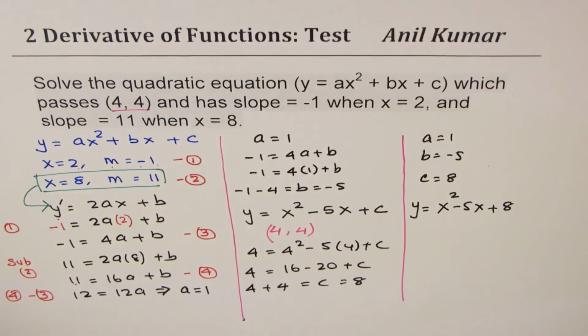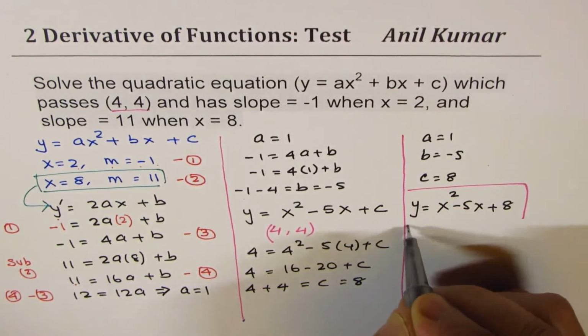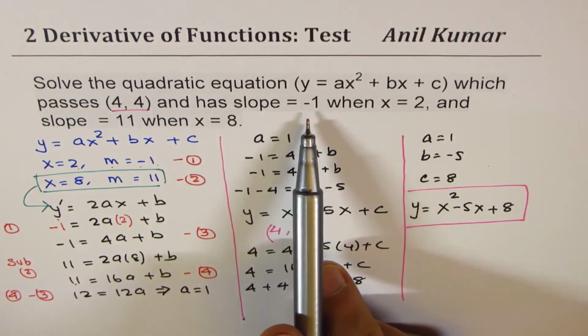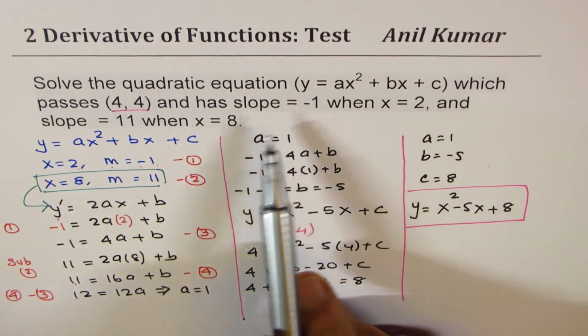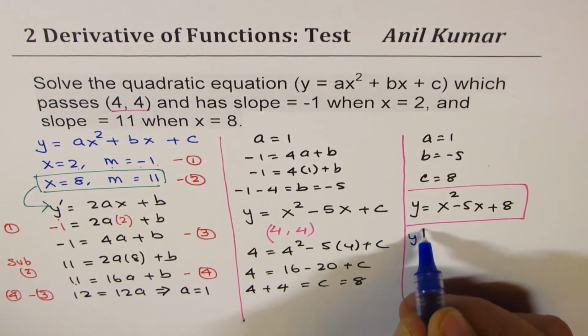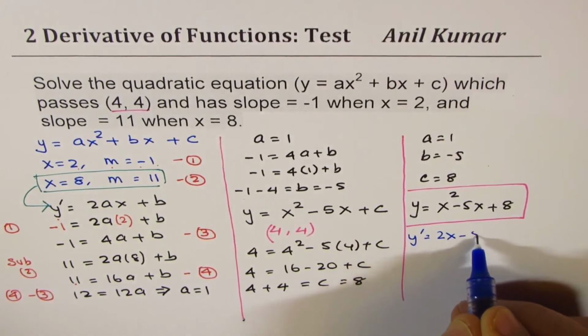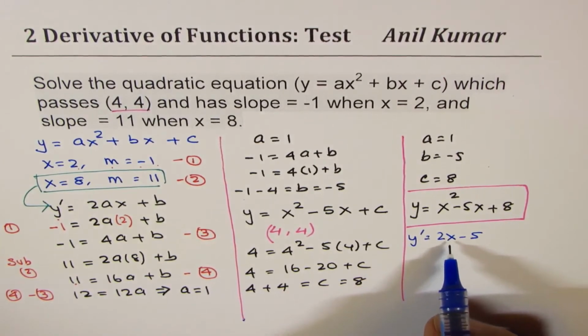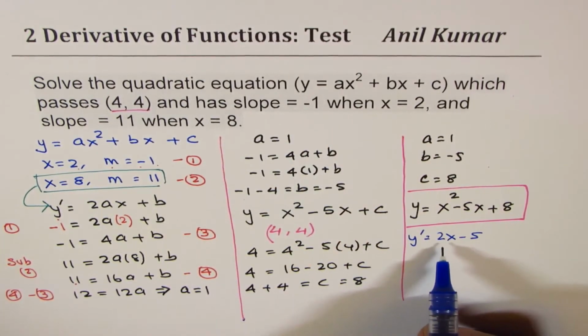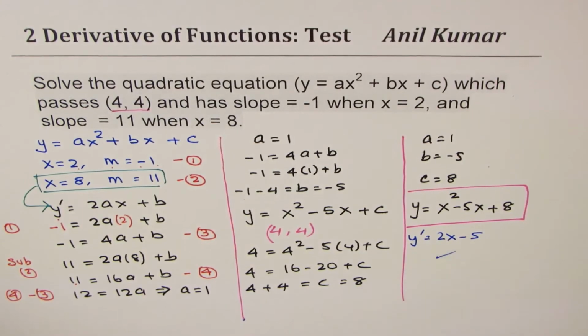So that becomes our answer, and that is the equation of the curve whose slope at x equals 2 will be minus 1, and at x equals 8 will be 11, right? So that is how we could solve this particular question. You can check this. As a check, we can do y dash equals 2x minus 5. If I write x equals 2 here, then 4 minus 5 is minus 1. And if I write 8 here, 16 minus 5 is 11. So it works, right? That is how you could solve such a question.